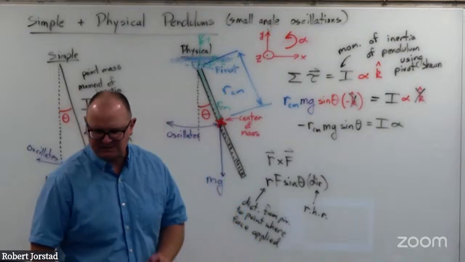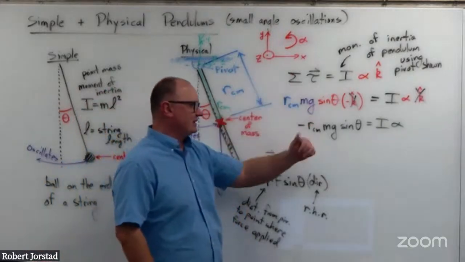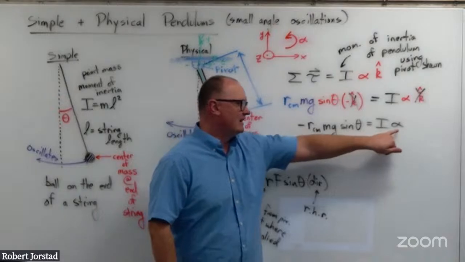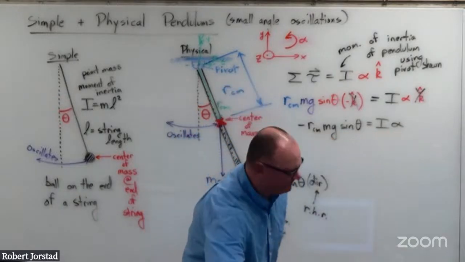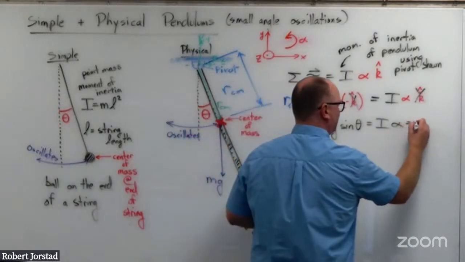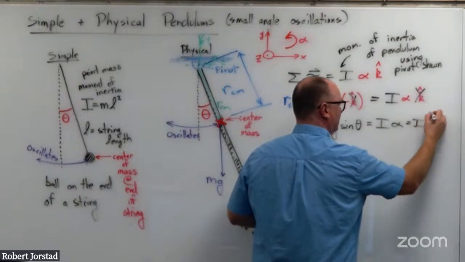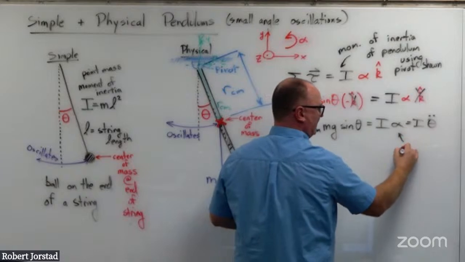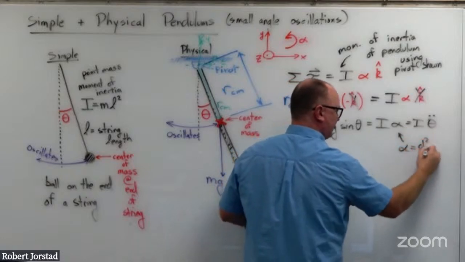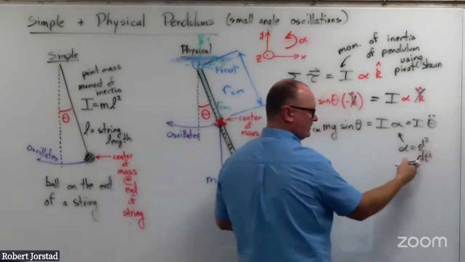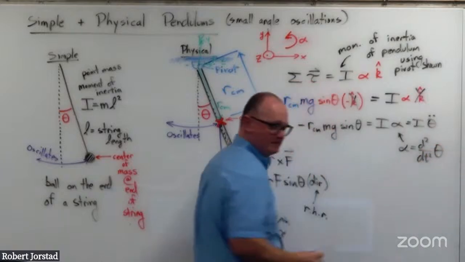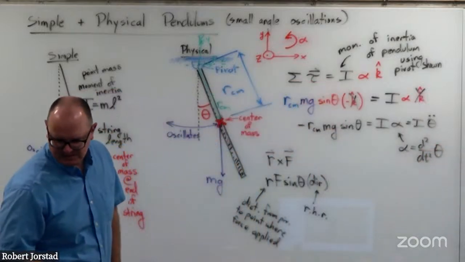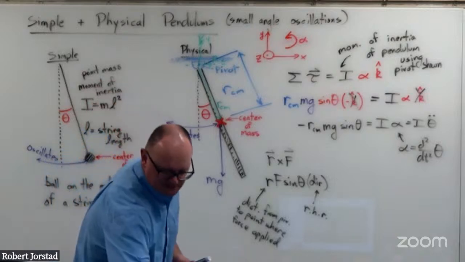Okay, so let's pause here. This is a derivation. Technically, this has theta in it. This has theta in it. You could call that theta double dot. Remember, alpha is the second derivative with respect to time of theta. All right, is that okay? That's still on the board. Let me get rid of this glare.